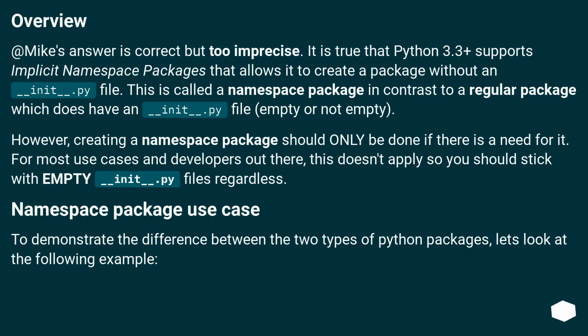Overview. Mike's answer is correct but too imprecise. It is true that Python 3.3+ supports implicit namespace packages that allow it to create a package without an __init__.py file. This is called a namespace package, in contrast to a regular package which does have an __init__.py file, empty or not empty.